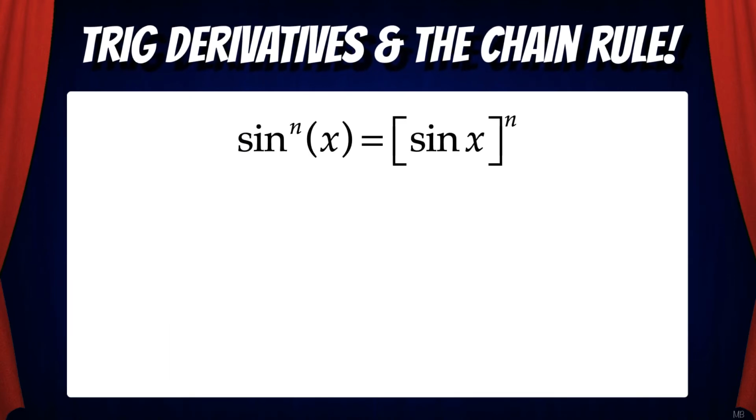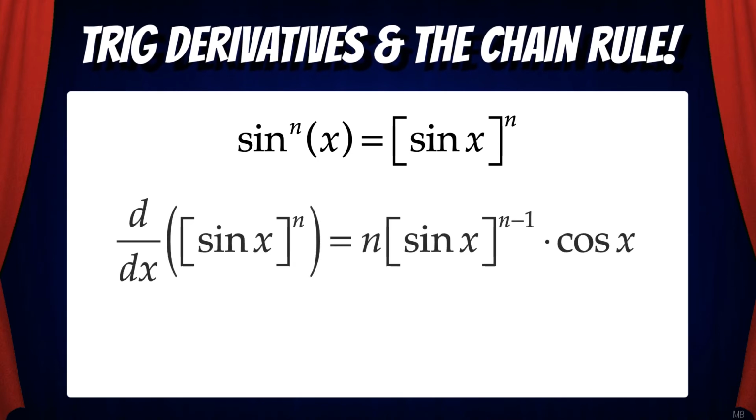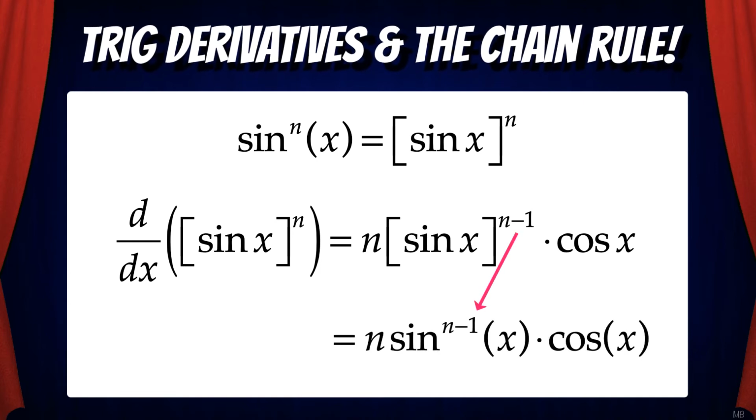Remember that sine to the power of n of x is really the quantity of sine x to the n power, and the derivative of sine x to the n power is n times the quantity of sine x to the n minus 1 power times cosine x. But we can move the n minus 1 exponent near the sine function, and that's just notation used with trig functions. So we have n times sine to the n minus 1 power of x times cosine x.